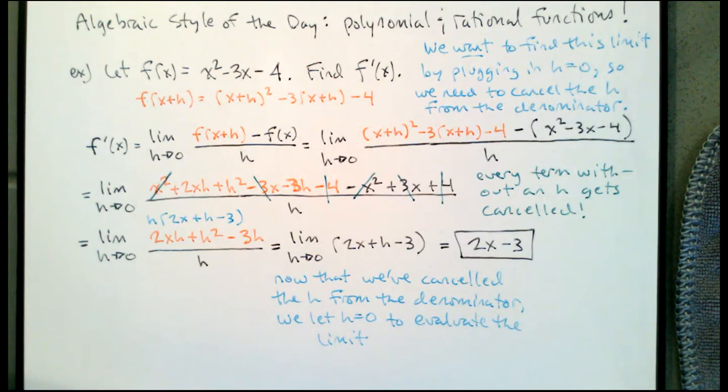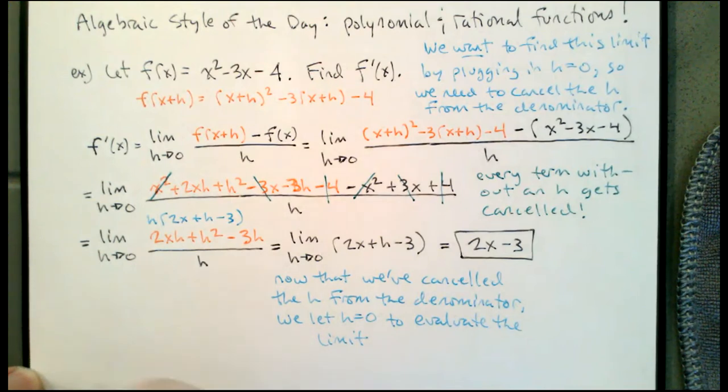We start off with polynomial and rational functions because all we have to do is simplify the expression to cancel the h. Let's look at an example of a rational function with a variable in the denominator, and see that we just have to simplify to cancel the h. Any questions on the first example here?